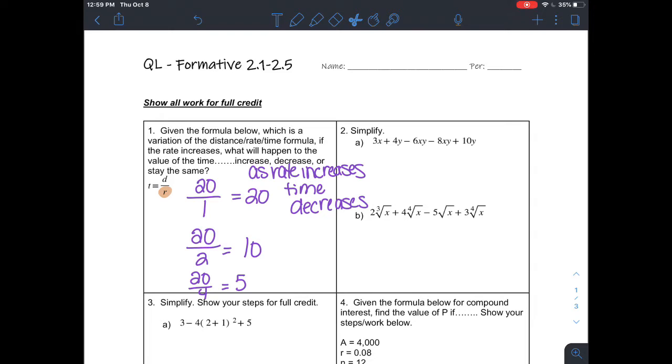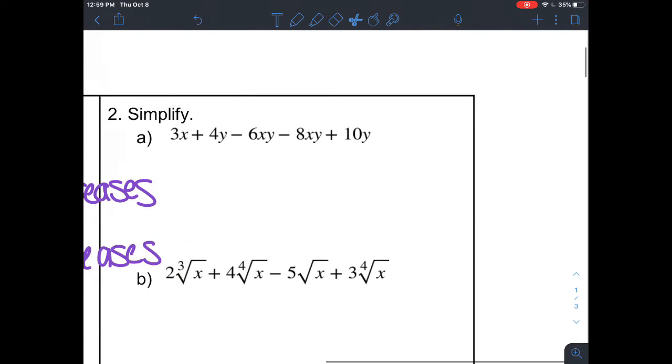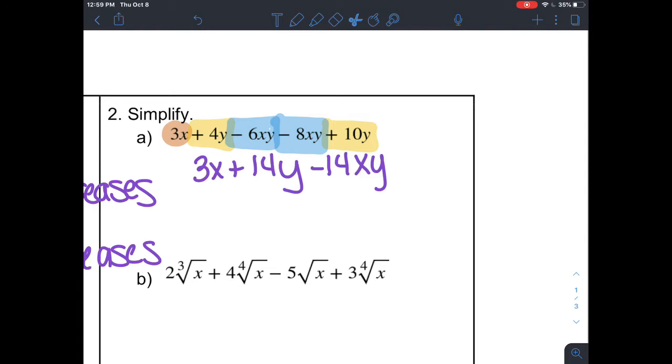For number 2, we're going to simplify these expressions. We're going to combine like terms. The first thing that I did was I highlighted the like terms. So the yellows are just the y's, the blues are the xy's, and the orange is just x. From there, I'm able to combine my highlighted colors together. I do want you to show some work for these, so I would love it if you highlighted or underlined what your like terms were so that I know that you know what you're doing.